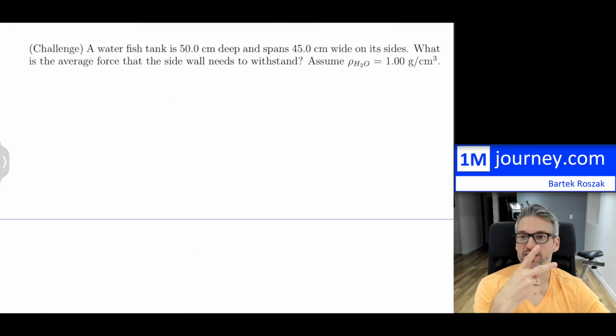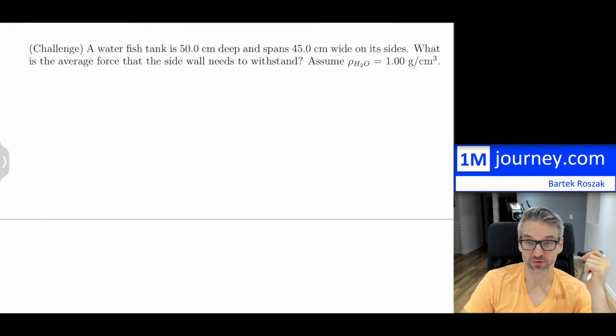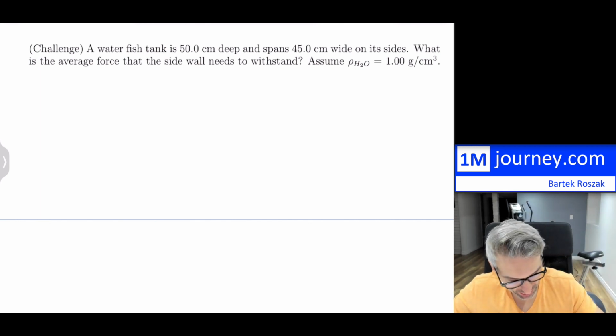Here's the second example within this video. We have a water fish tank. Supposedly this is a challenge question. It's 50 centimeters deep and spans 45 centimeters wide on its sides. What is the average force that the sidewall needs to withstand? Okay, this is also a pretty good question.